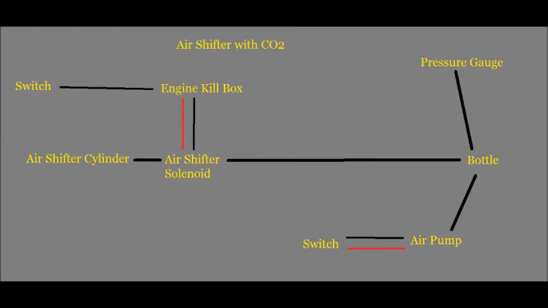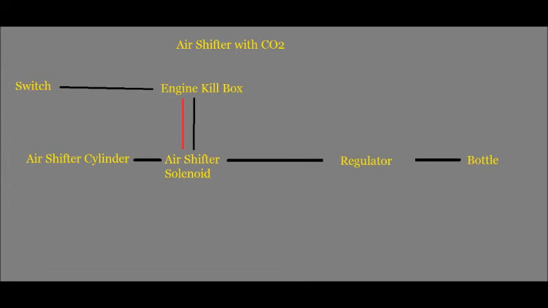Fortunately, it's really easy to convert an air shifter to CO2. All you have to do is take out the pressure gauge and take out the air pump that fails anyway. You put in a bottle with CO2 in it, which is usually around 900 psi, so it has a lot more pressure in it. So it's going to last a lot longer, usually in the neighborhood of between 200 and 400 shifts.